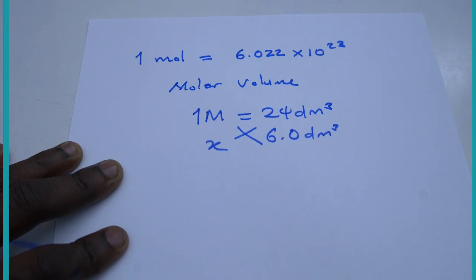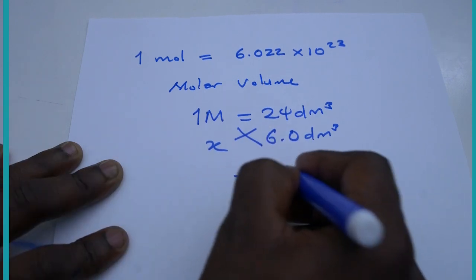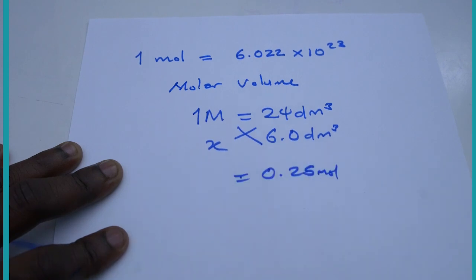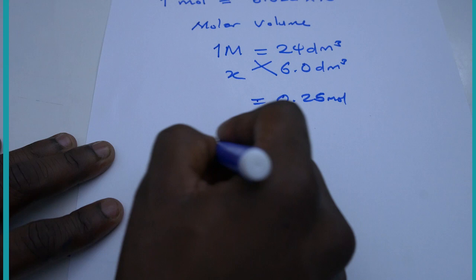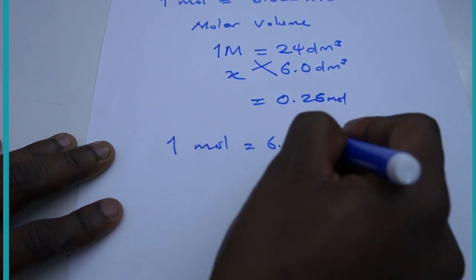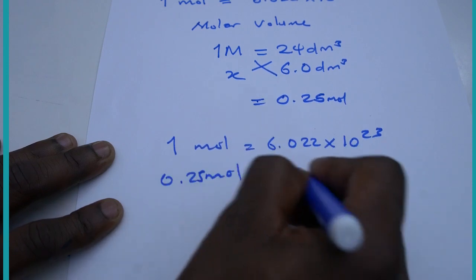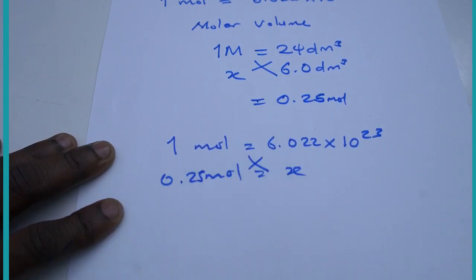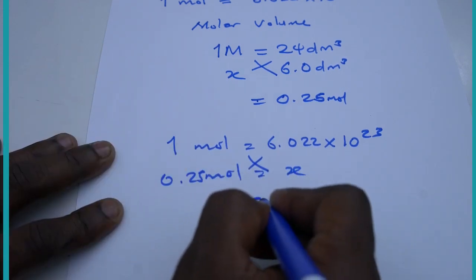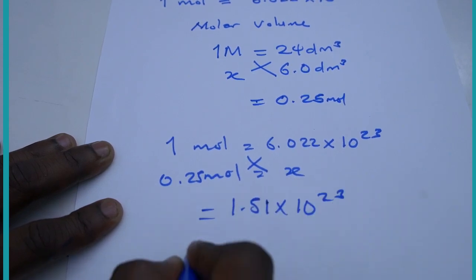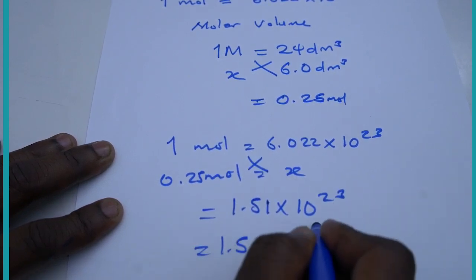So we know how much volume 1 mole of a gas occupies at room temperature and pressure, which is 24 cubic decimeters. And we calculate, you cross multiply, and then you find that it will give us 1.51 times 10 to the power 23. So in this case, chemistry will round off to 1 decimal place, so it will be 1.5 times 10 to the power 23.